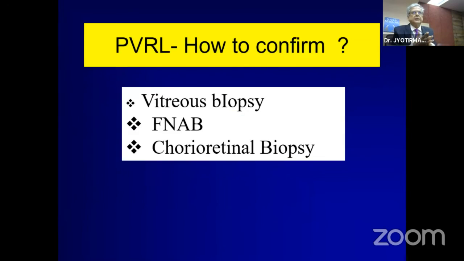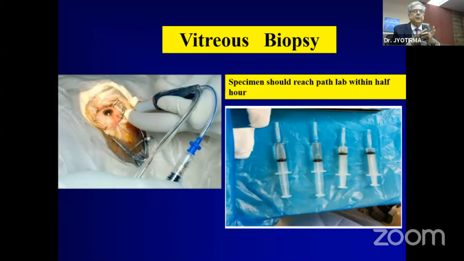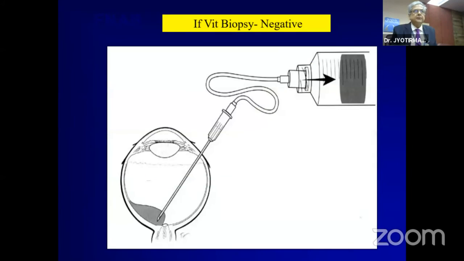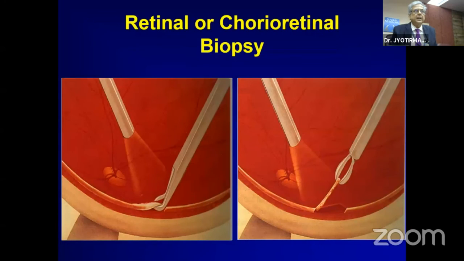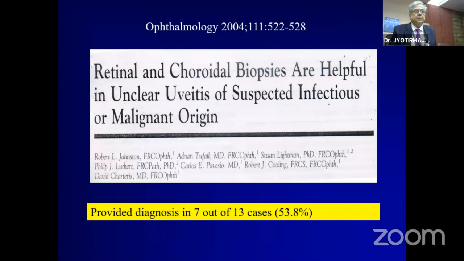So how to diagnose? Vitreous biopsy, FNAB, and chorioretinal biopsy should be done in serial order. First vitreous biopsy, then vitreous FNAB, and subsequently, if negative, chorioretinal biopsy. For vitreous biopsy, one of the important things is that the specimen should reach the path lab within half an hour, because the tumor cells are very friable and necrotic. If the vitreous biopsy is negative, we can do a fine needle aspiration biopsy. If negative, one can go to the retinochoroidal lesions for a retinal or chorioretinal biopsy.